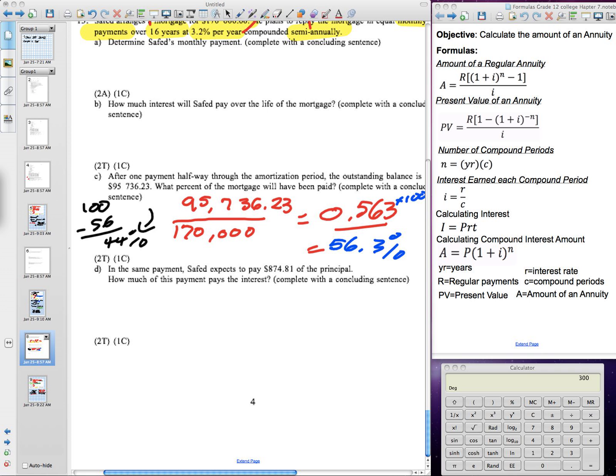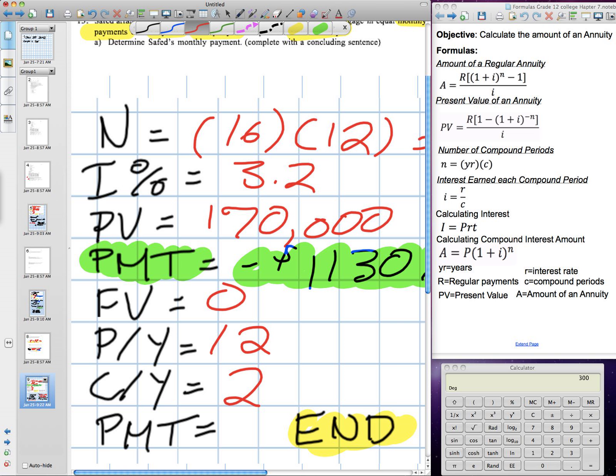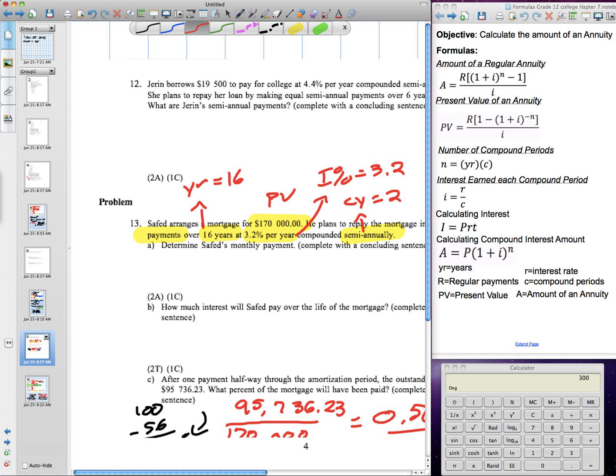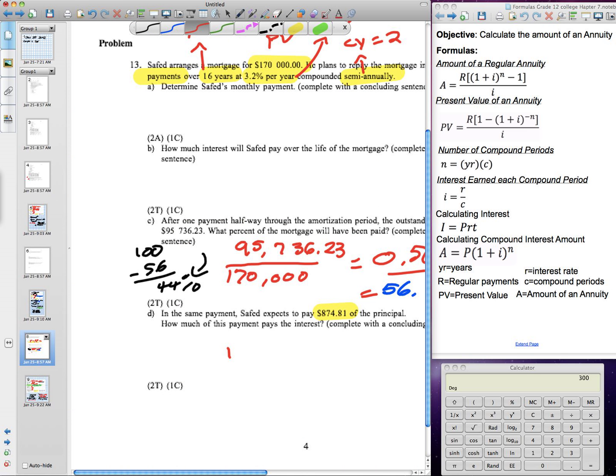Question D says, in the same payment, Safid expects to pay $874 of the principal. How much of this payment pays the interest? So, this is what the trick was. Does anyone remember what the monthly payments were? The very first one we answered. Yes, $1,130 were the monthly payments. Very good.